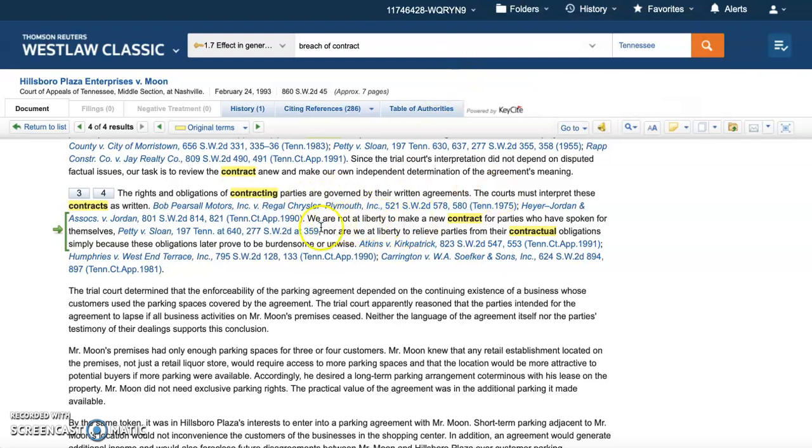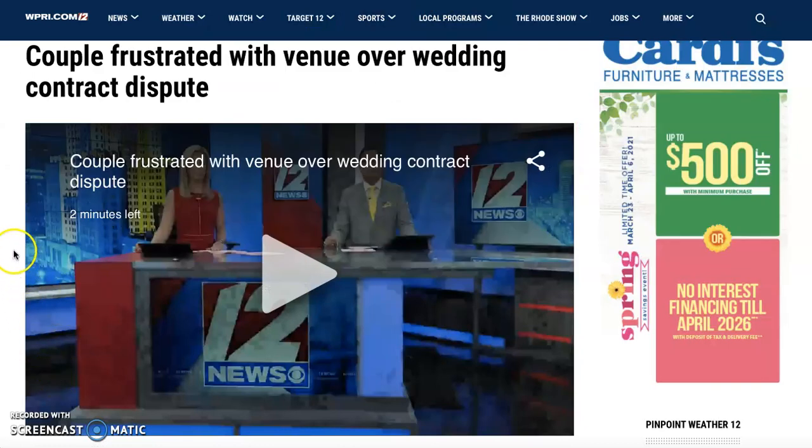And it also states we are not at liberty to make a new contract for parties who have spoken for themselves, nor are we at liberty to relieve parties from their contractual obligations simply because these obligations later prove to be burdensome or unwise. So the Roberts entered into a contract that very clearly stated that they would not be able to get their money back. And so they went into that contract obligation knowing what was expected of them and what would happen if they tried to cancel, as they have a very strict cancellation policy.